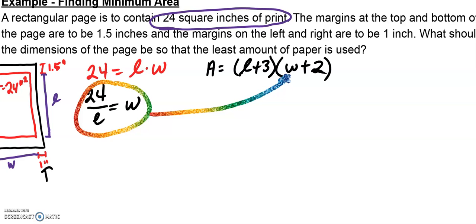So if you haven't tried this already, pause the video at this point. You're about 3/4 of the way there. Pause the video, find the derivative, set it equal to 0, interpret your solutions, come back to the video and see how you did.